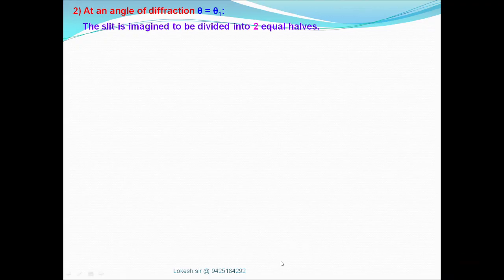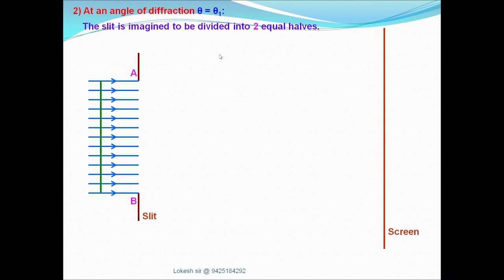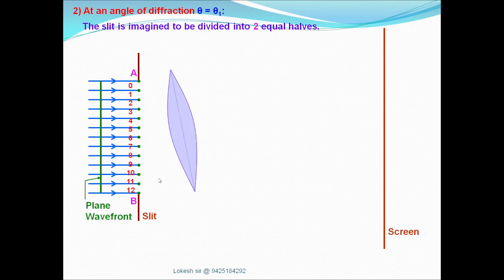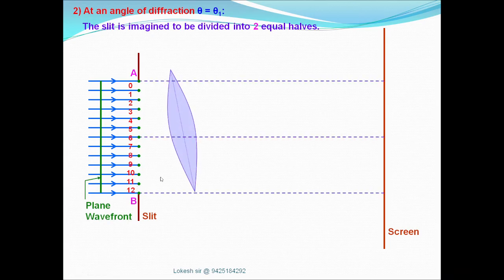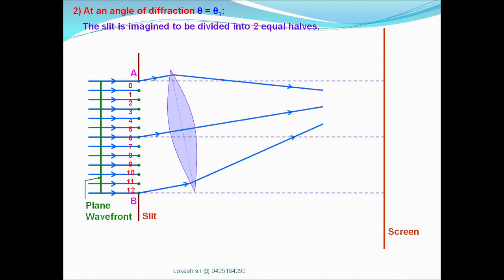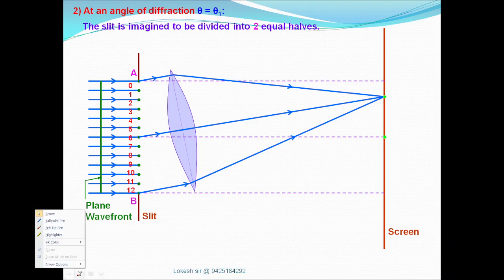Now you have to check the condition for diffraction for any angle theta. If diffraction has taken place, then what will happen? The slit is imagined to be divided into two equal halves. This is a screen. Now this is a plane wavefront, so the different wavelets are there. We have considered this one as 12 wavelets. Now the wave is diffracted by an angle theta. Check this angle equals theta. This is the amount of diffraction. So where is your angle of diffraction? This will be your angle of diffraction. Clear?